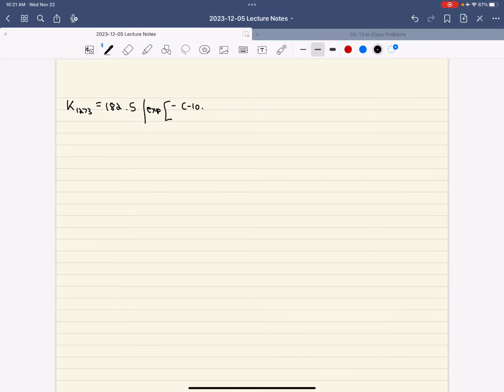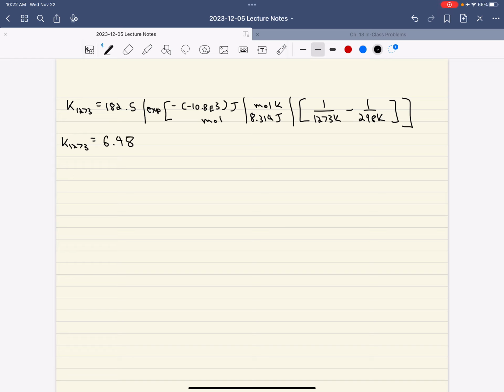Negative 10.8 e to the 3 joules per mole, over 8.314 joules per mole K. Here I have 1 over 1273 K minus 1 over 298 K. What we get is now we see our equilibrium constant went down from 8.3, now it's down to 6.5. All right, once we have that equilibrium constant, we'll relate it back to the activities and consequently the extent of reaction.